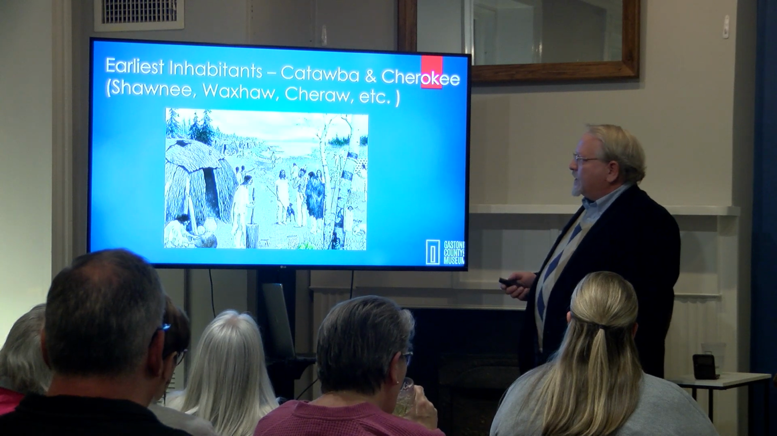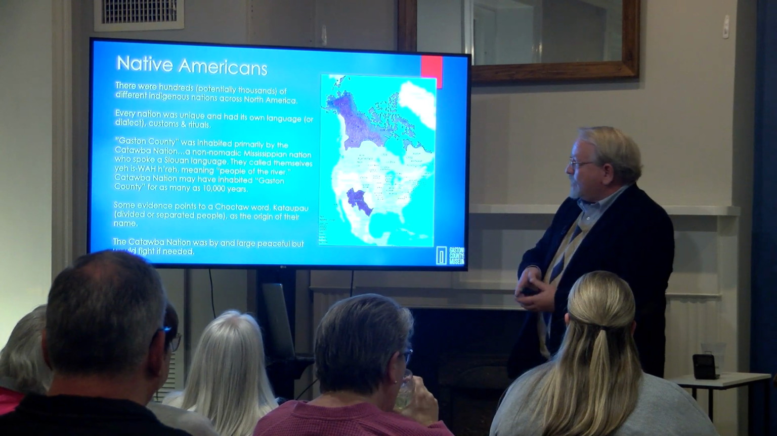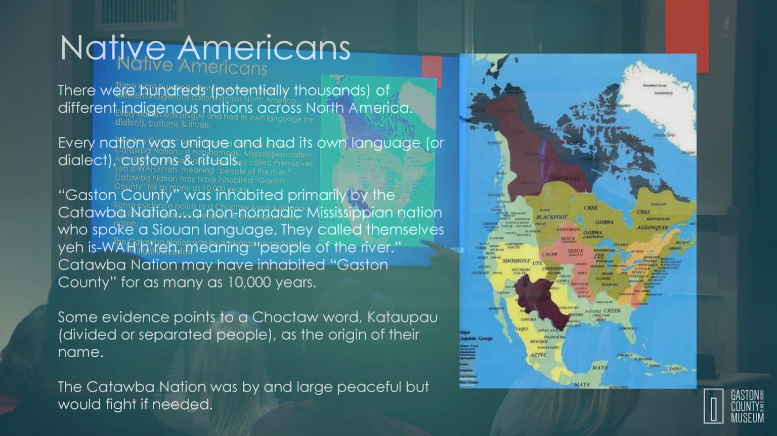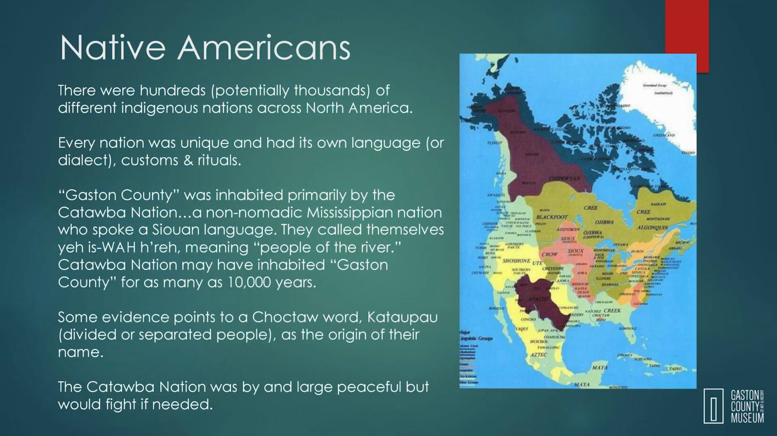But let's talk about some of the early inhabitants. We really find out that, like I said, 10 to 12,000 years ago, we had folks coming, the Paleo-Indians, and starting to break up into all these different tribes. There could have been as many as several thousand. We don't know how many different tribes.